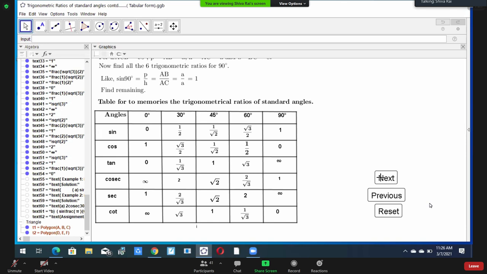If you don't know sine 30 degree, how do you find the value? Okay. Everyone look here. Here example 1: find the value of A, sine 30 degree, and B, cosec 45 degree. Okay, B number I have chosen cosec 45 degree. Here A number sine 30 degree and B number cosec 45 degree.